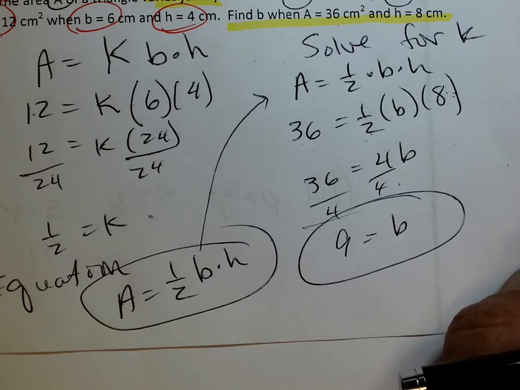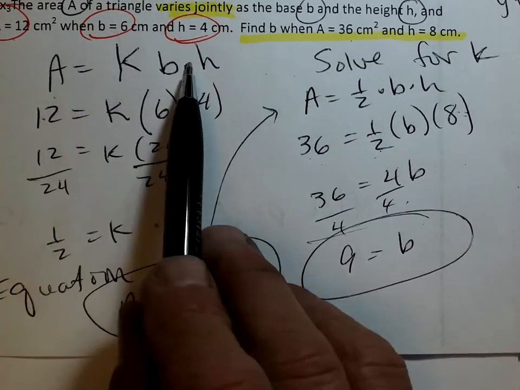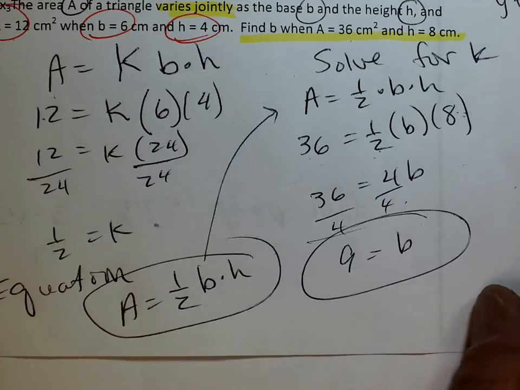Wait, what exactly is joint? Joint is like when you've got more than one variable. And that's where I got 1, 2, 3 variables. I got more than 2 variables. Okay, good question. Okay, turn the page.